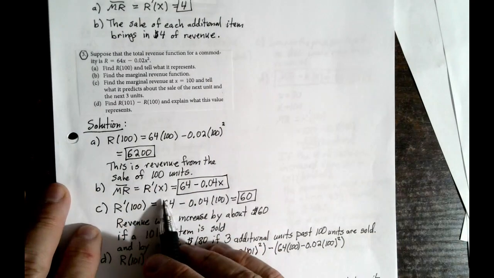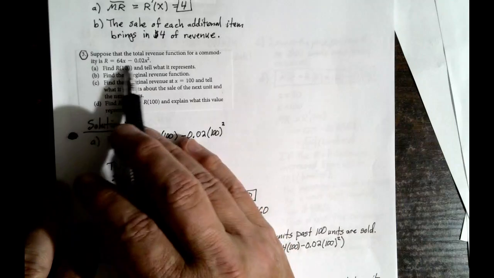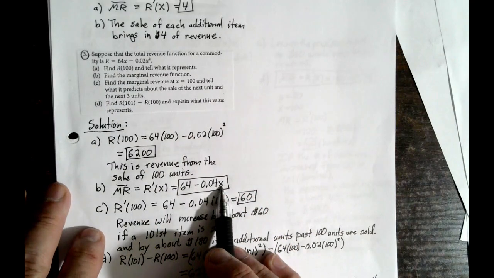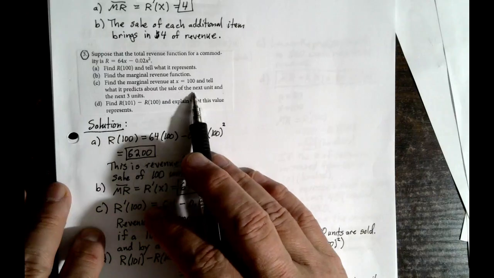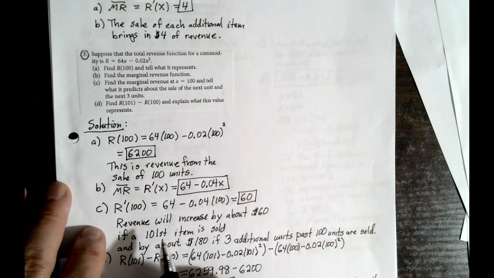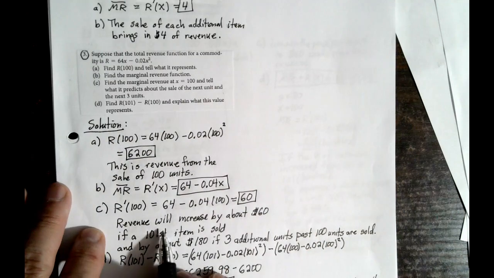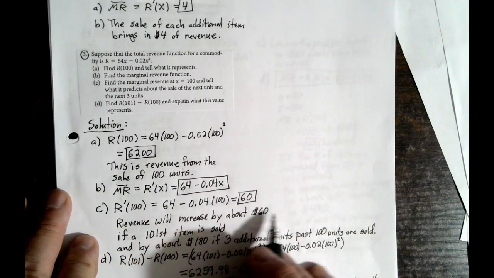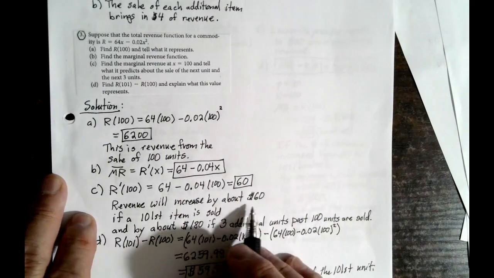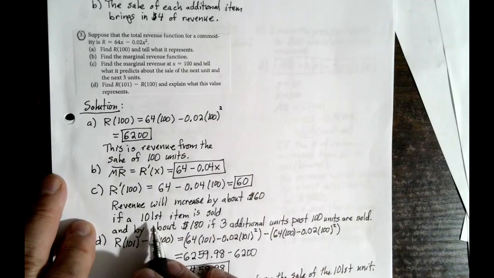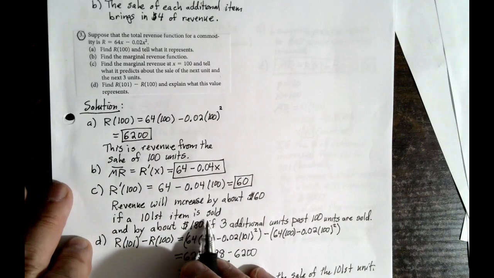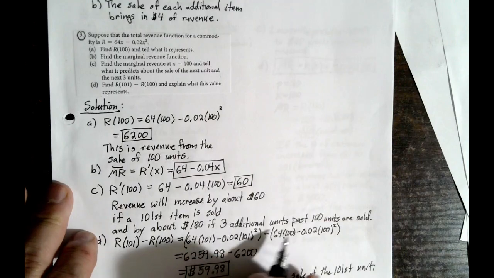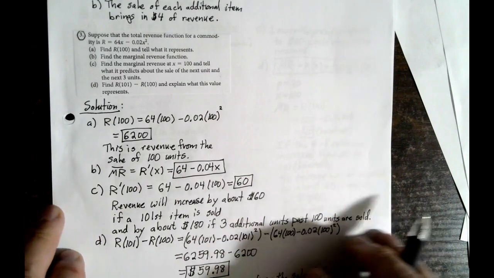B says find the marginal revenue. So you take the derivative of the revenue function, and you get this guy here. C says find the marginal revenue at x equals 100, and what does it predict about the sale of the next unit and the next 3 units? So you plug in 100 into the marginal revenue and you get 60. That means the revenue will increase by about $60 if the 101st item is sold, and by about 60 times 3 or $180 if 3 additional units past 100 are sold.